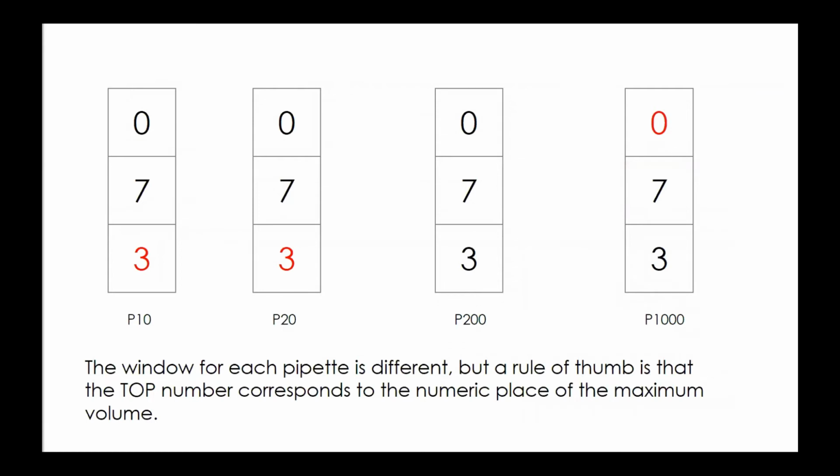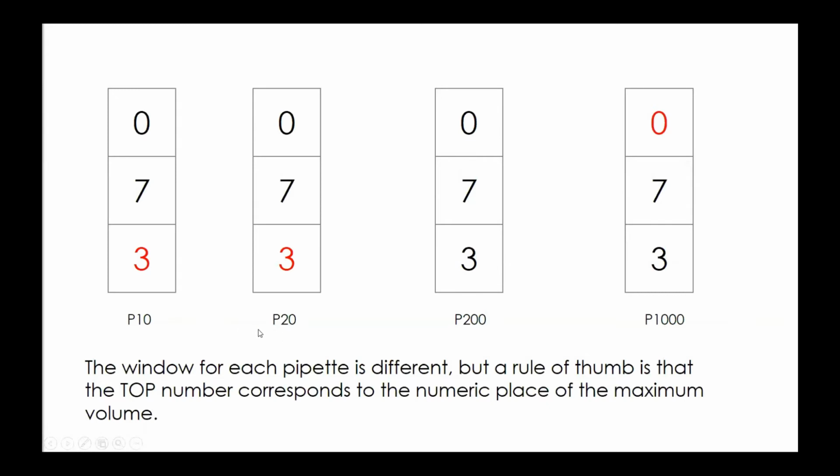So depicted here are the volume setting windows for the P10, P20, the P200, and the P1000. This may be a little bit confusing at first, but a good rule of thumb is that the top number in the window corresponds to the numeric place of the maximum volume that that pipette can hold. For example, let's look at the P10 and the P20. The P10 can hold 10 microliters. The P20 can hold up to 20.